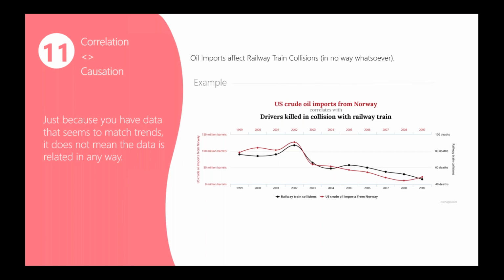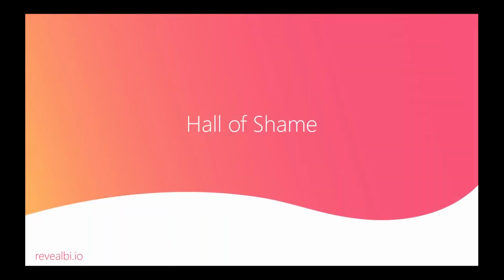Here, oil imports from Norway have nothing to do with drivers killed in collisions with railway trains, but amazingly enough, the data tracks based on the dual y-axis. There's all kinds of data out there like this, and it really doesn't mean anything.